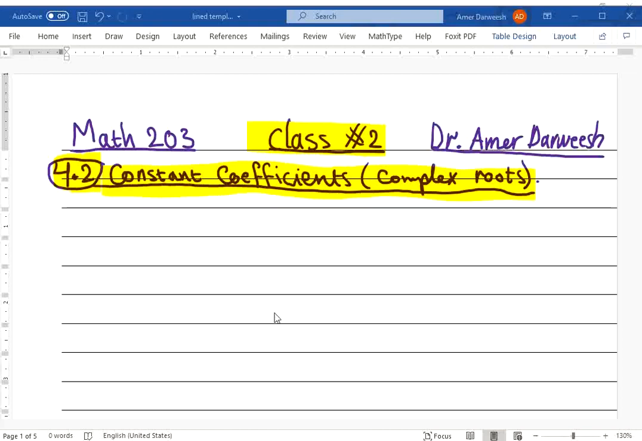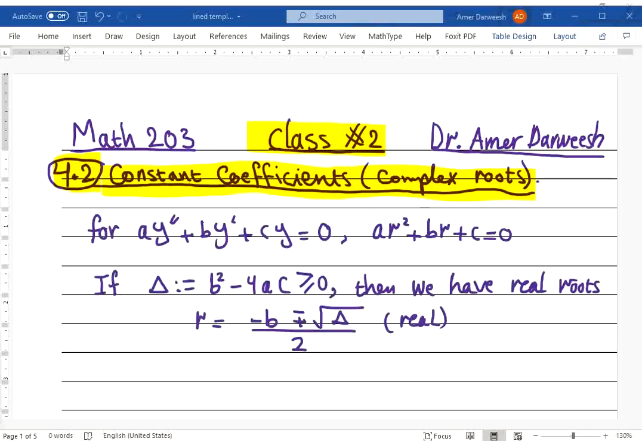بسم الله. الآن رايحين نحكي عن كلاس نمبر 2 وسكشن نمبر 2 from chapter 4 بعنوان constant coefficients. الحالة عندنا الكومبلكس روتس. خلينا نستذكر مع بعض ايش اللي سويناه المحاضرة اللي فاتت. For the equation ay double prime plus by prime plus cy equals 0, the corresponding auxiliary equation is ar squared plus br plus c equals 0. هلا لما نحسب الديسكريمنانت للquadratic equation, discriminant equals b squared minus 4ac.